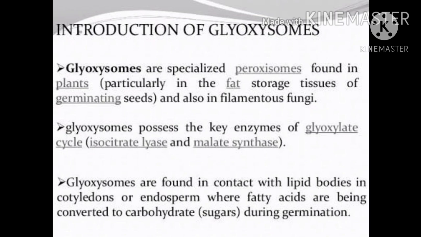Okay, glyoxysomes are found in contact with the lipid bodies in cotyledons or endosperm where fatty acids are being converted into carbohydrate during germination. Remember, this glyoxylate cycle can be seen in those seeds storing fat or oil. Okay, what is the role of this glyoxylate cycle? To mobilize this oil or fat into soluble sugar, which will help for the proper germination of the seed. Okay.